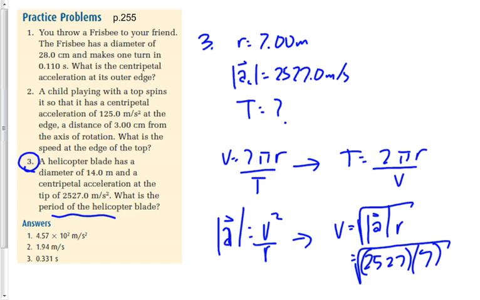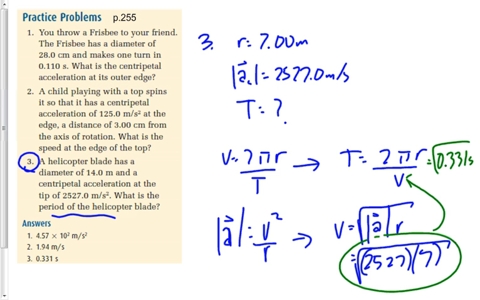Let's square root that to get v, and then now that we have v, let's plug that back in there to get t. When we do the math there, it should work out to be 0.331 seconds. We predicted a pretty small time. Did we get a small time? Yeah, so in other words, it makes 3 revolutions in 1 second. It makes 1 entire revolution in a third of a second there.